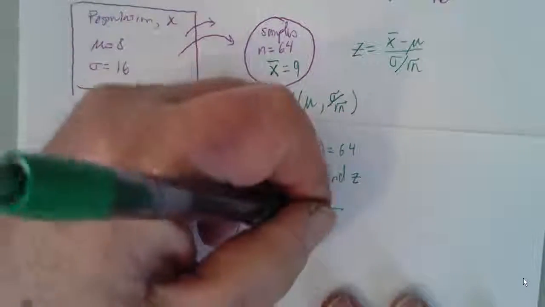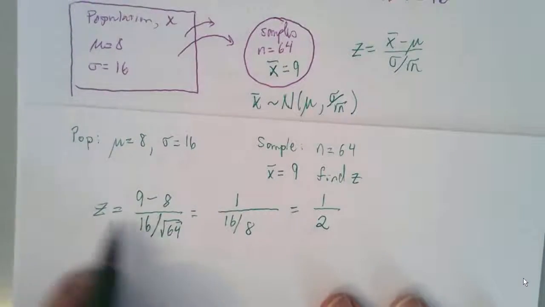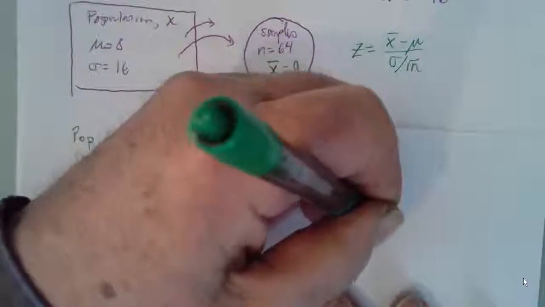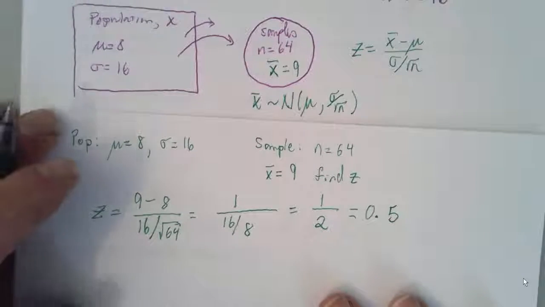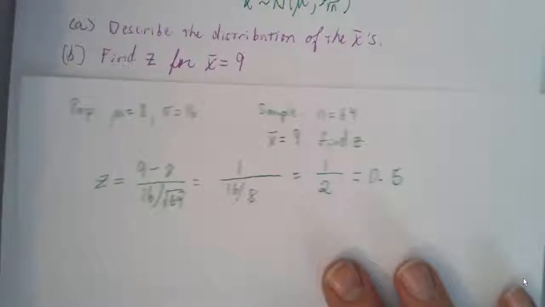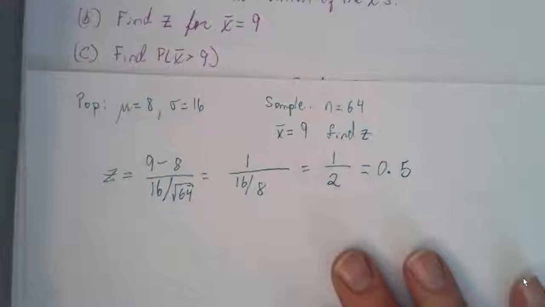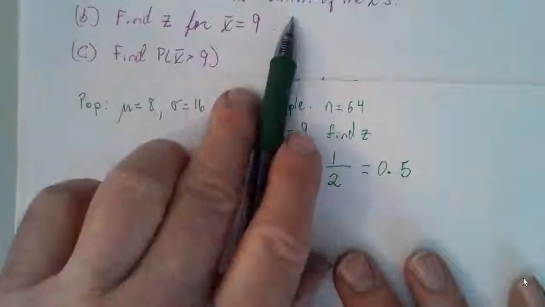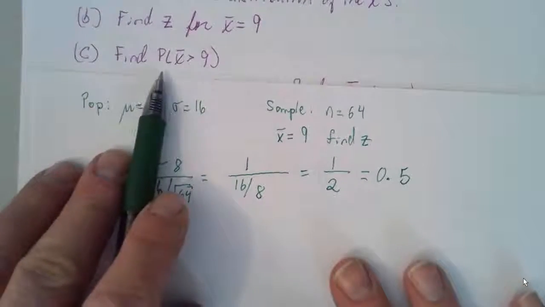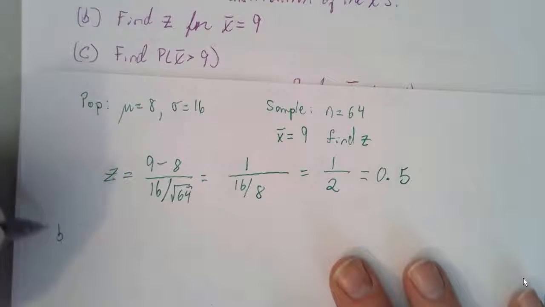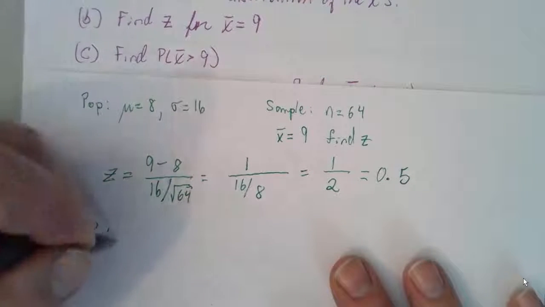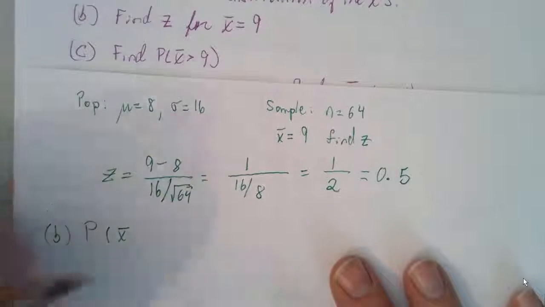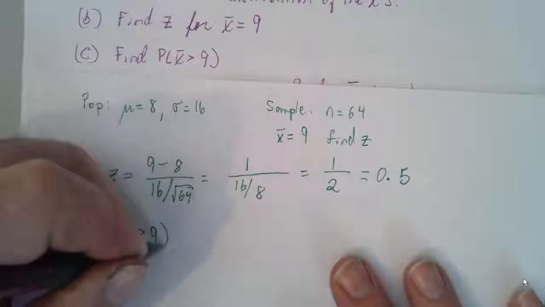16 divided by 8 is 2. And so the z-score is 1/2 or 0.5. And that takes care of the first question. The second question, after we've come up with a distribution, is this: find the probability that an x bar value will be more than 9.